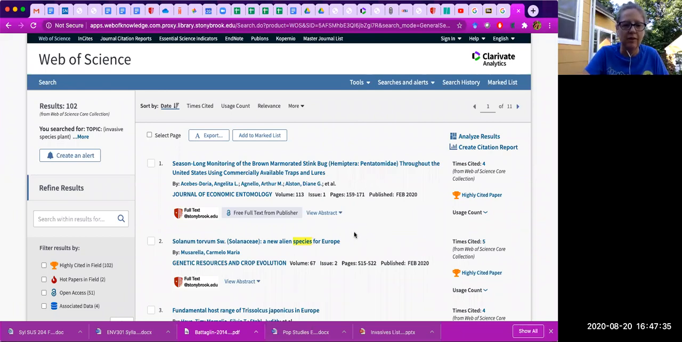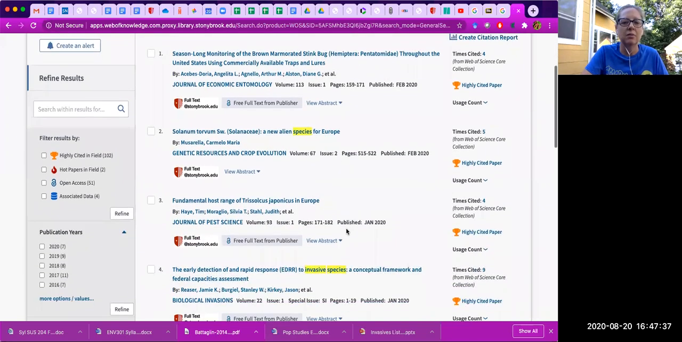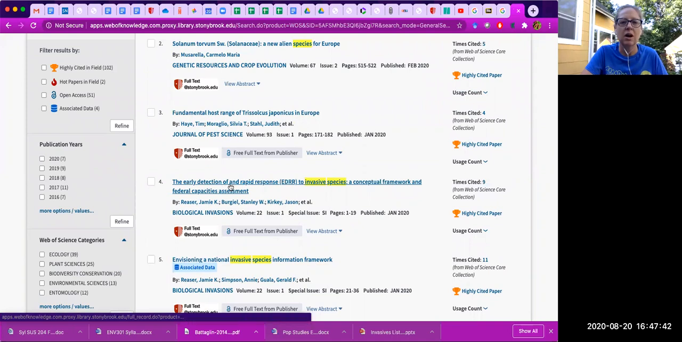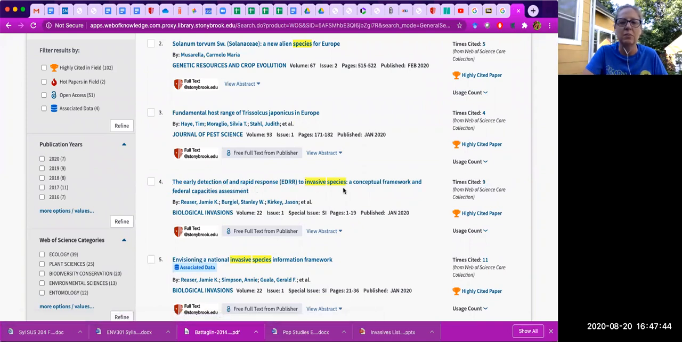So kind of boring. Nonetheless, let's see. I don't really care. Let's look at this one. The early detection of and rapid response to invasive species, a conceptual framework and federal capacities assessment.